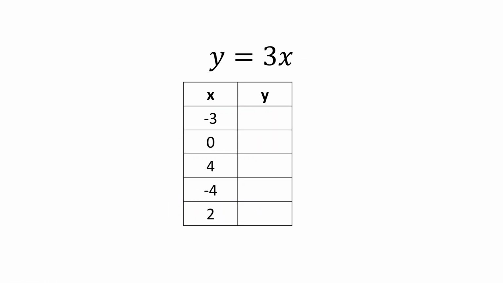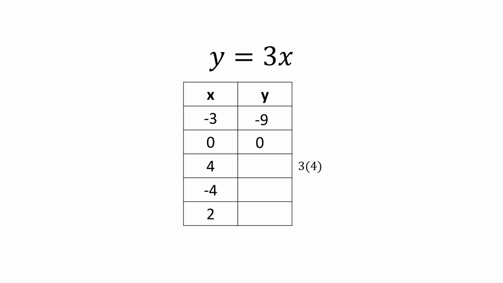Let's do another one. Now this time it says y equals 3 times x. So you're not adding 3, you're multiplying by 3. So you could have 3 times, your first x is -3, so 3 times -3 gives you a -9. When you plug in a 0, there you go.